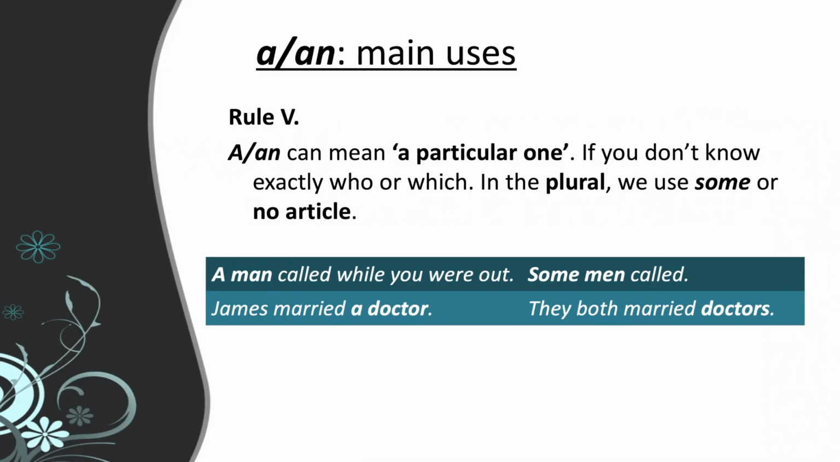Now, rule number 5. Rule number 5 is a or an can mean a particular one if you don't know exactly who or which. In the plural, we can use some or no article. For example, a man called while you were out.